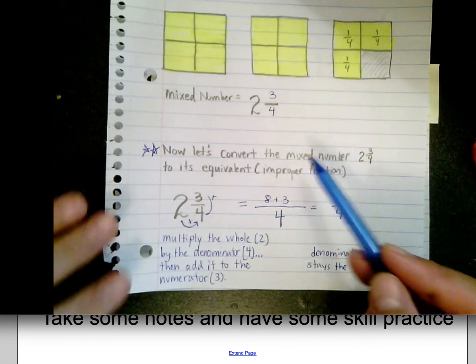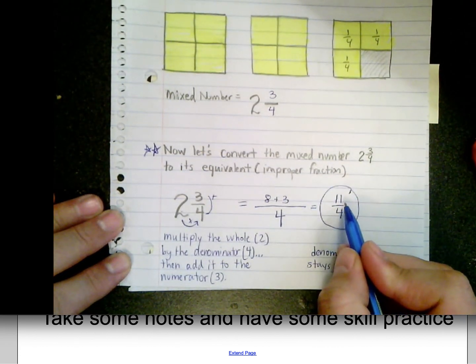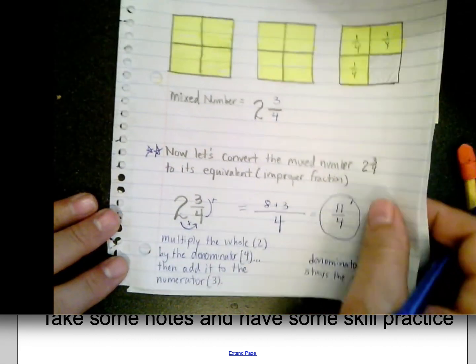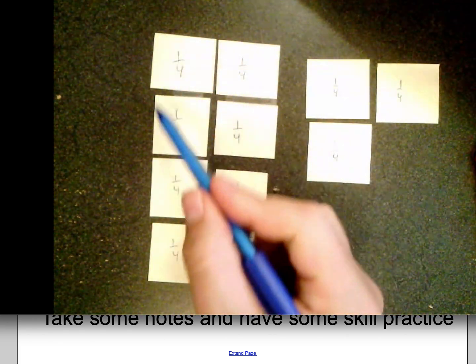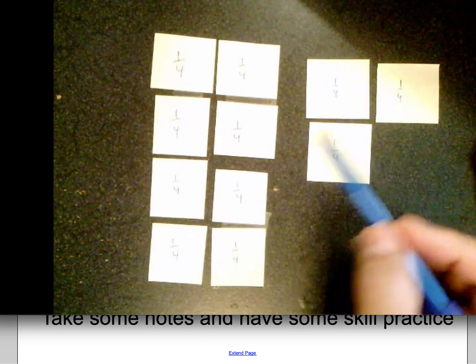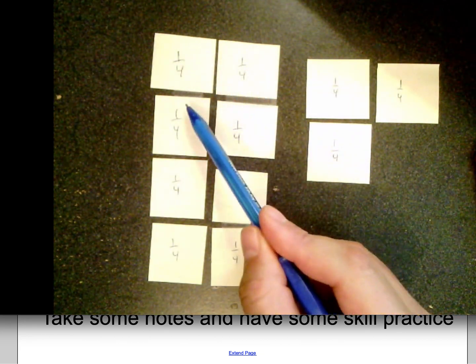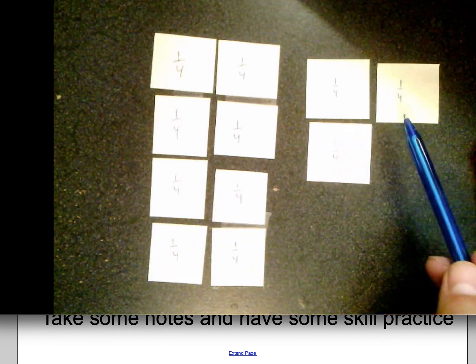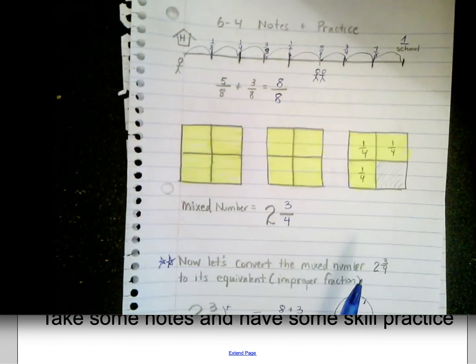So if this girl played 2 3/4 games, how many quarters did she play? She played 11 quarters, or 11 fourths. Let's prove it. I took those and I just cut them out. Here's 1 whole, 2 whole games, plus 3 quarters, 2 3/4. Let's count the quarters. 1, 2, 3, 4, 5, 6, 7, 8, 9, 10, 11. So that is the improper fraction of 11 quarters, which is the same as 2 3/4.